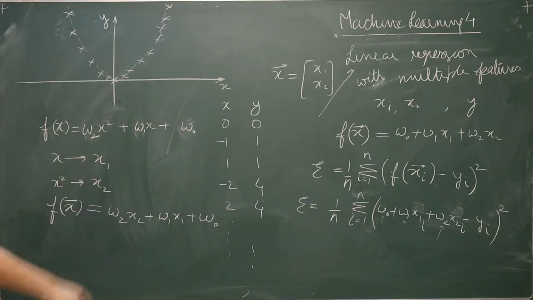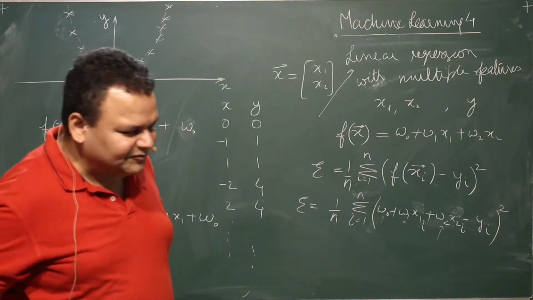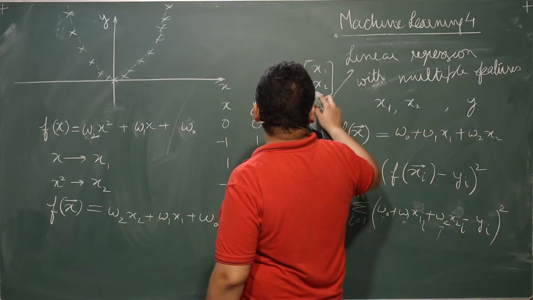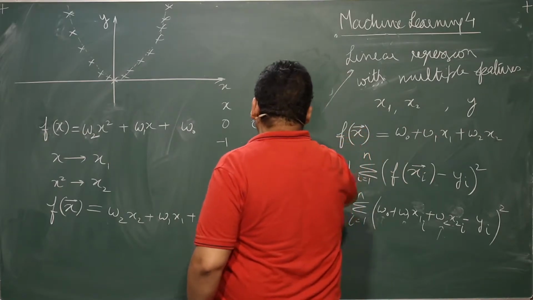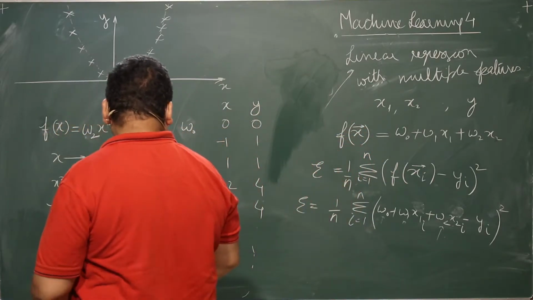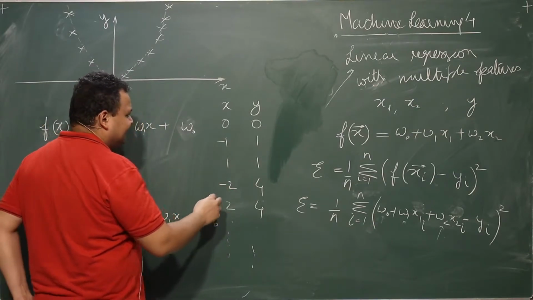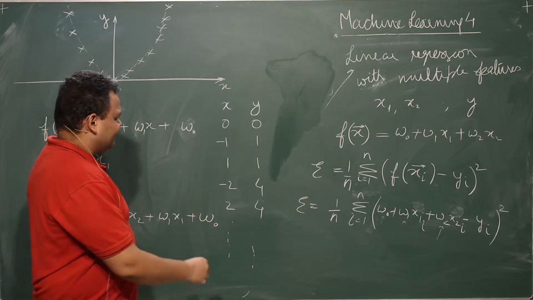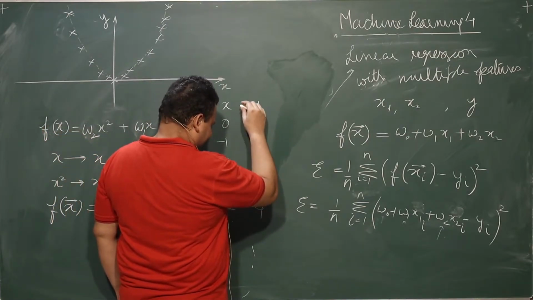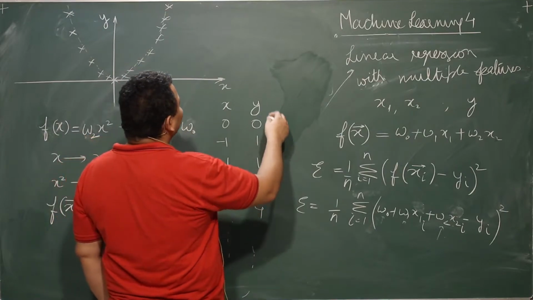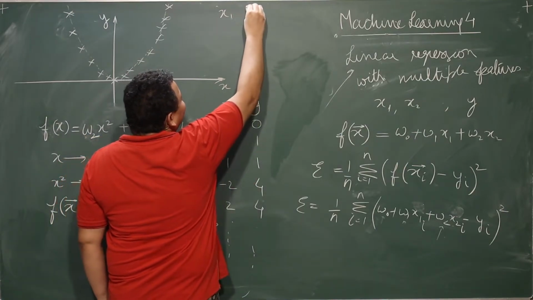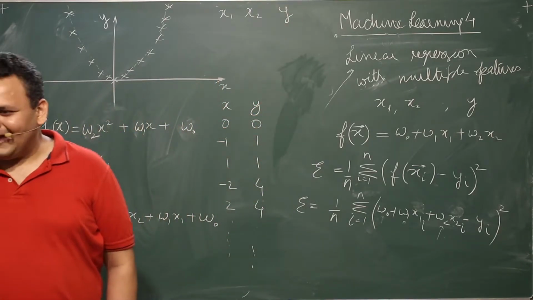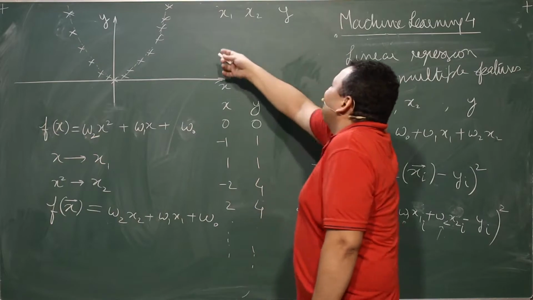You had x and y given to you. Now you have transformed your data into new values. What are those new values? x squared. So instead of x and y, now you have x1, x2 and y. So this is the new problem that you have to solve.